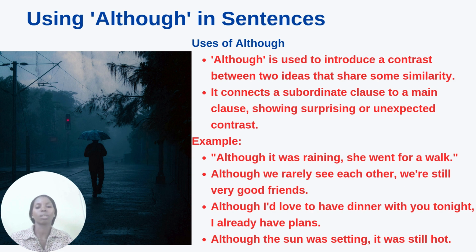Now let's use sentences to buttress this. Although it was raining, she went for a walk. Although we rarely see each other, we are still very good friends. Although I'd love to have dinner with you tonight, I already have plans. So all these show the uses of although.